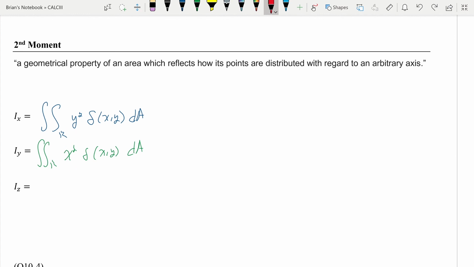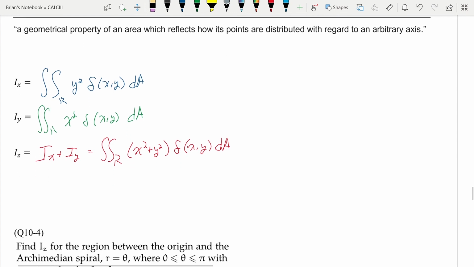And then for the Iz, it's really just Ix plus Iy. So you can do that, or it's just the integral over the region of (x squared plus y squared) delta(x,y) dA. So you can see that we're never concerned with volume when we're talking about the second moment. Though we are talking 3D, right? This density is a third dimension. We're just not integrating with 3 dimensions.